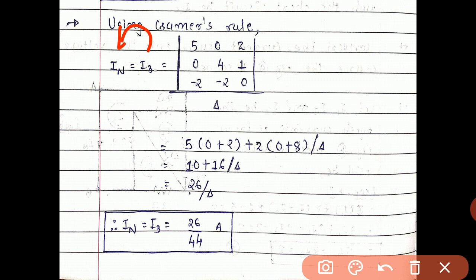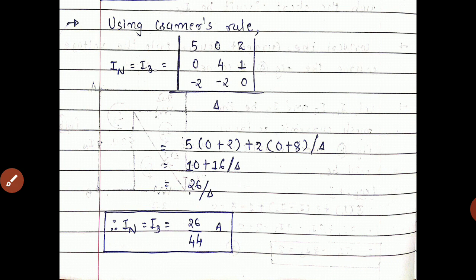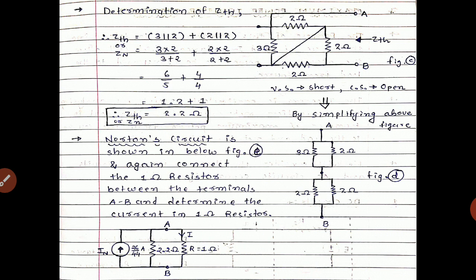So here our loop number 3, that is the current flowing from loop number 3, is I3. From loop number 3 our terminal is shorted. So whatever the current in loop number 3 is nothing but our short circuit current. So we find over here I3. I3 is nothing but our IN. So IN equals 26 divided by 44 ampere. So here we get the value of IN.